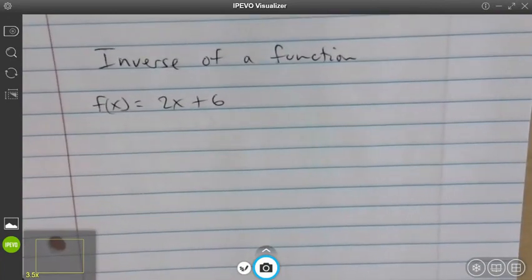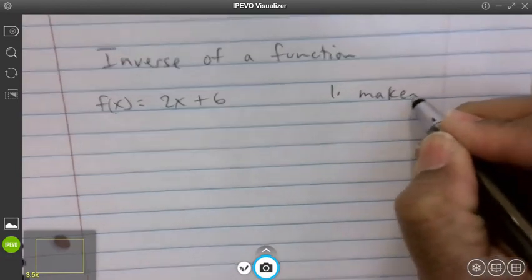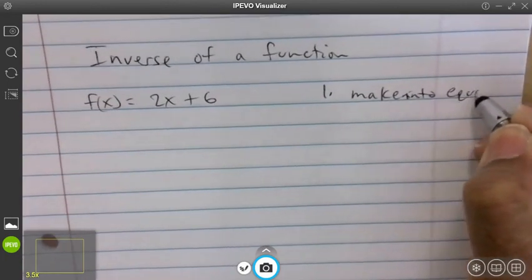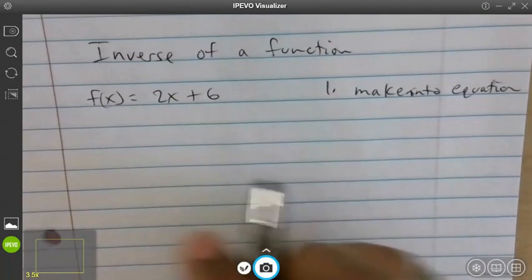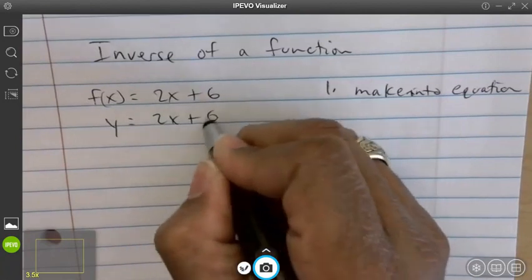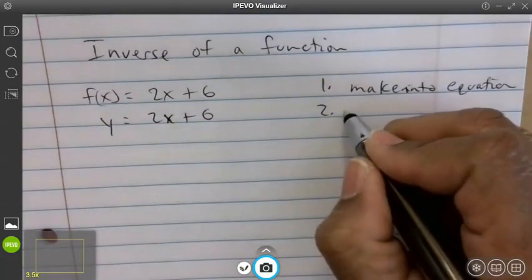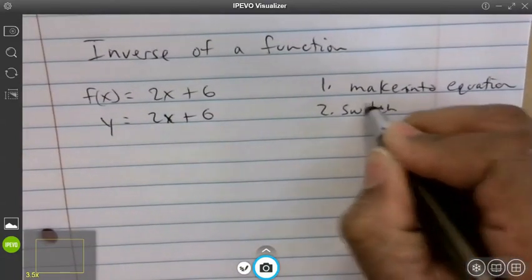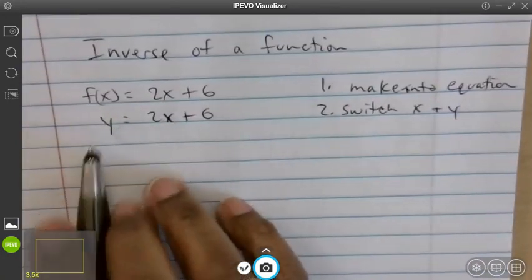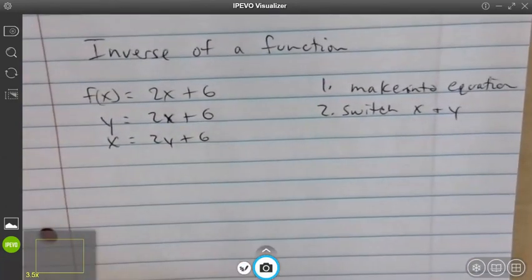So you have different steps. First step is make it into an equation. While I'm making an equation, I'm just changing my f of x to a y. So it's going to be y equals 2x plus 6. Second step, we're going to switch the x and y. So I'm going to change these letters. So this now is going to be x equals 2y plus 6. All I did was switch that.